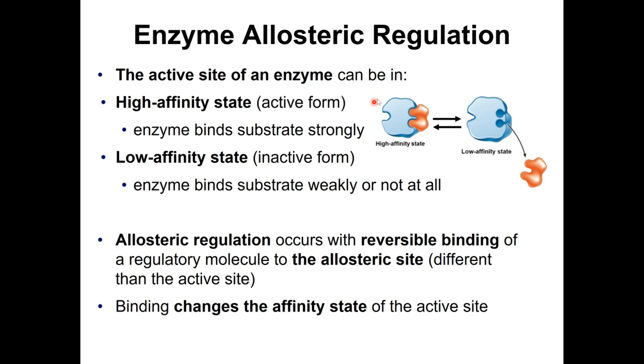So the active site in any enzyme can be in a high affinity state or a low affinity state. In a high affinity state, you bind the substrate very well. In the low affinity state, it wouldn't bind the substrate very well, or it wouldn't bind it at all. So these molecules, the allosteric regulators, bring the enzyme into either a high affinity state or a low affinity state. If they bring it into a high affinity state, they are allosteric activators. If they bring it into a low affinity state, they are allosteric inhibitors.